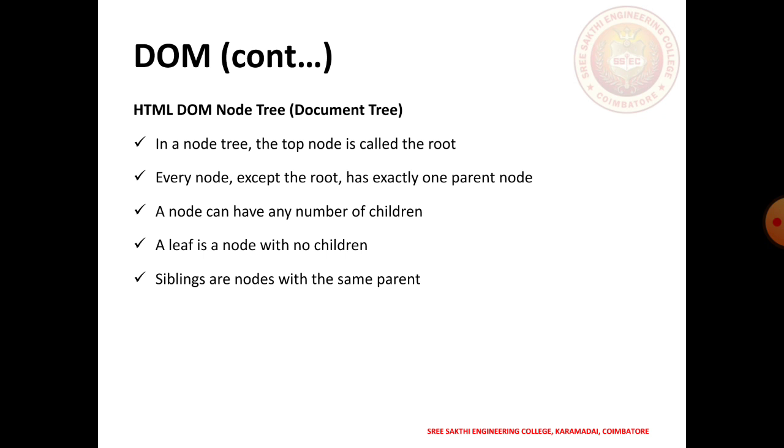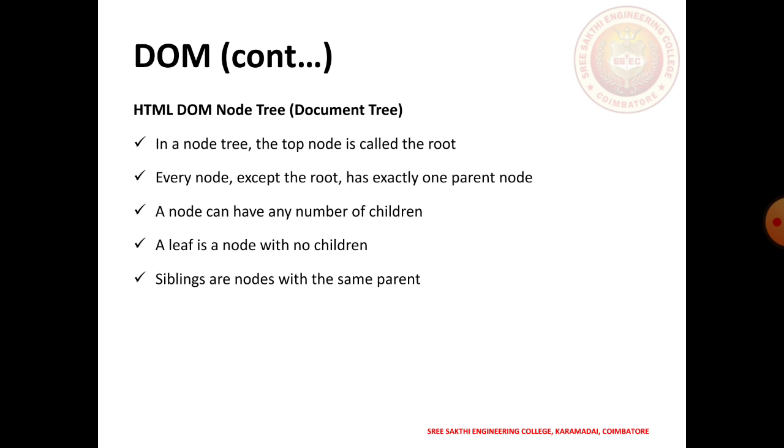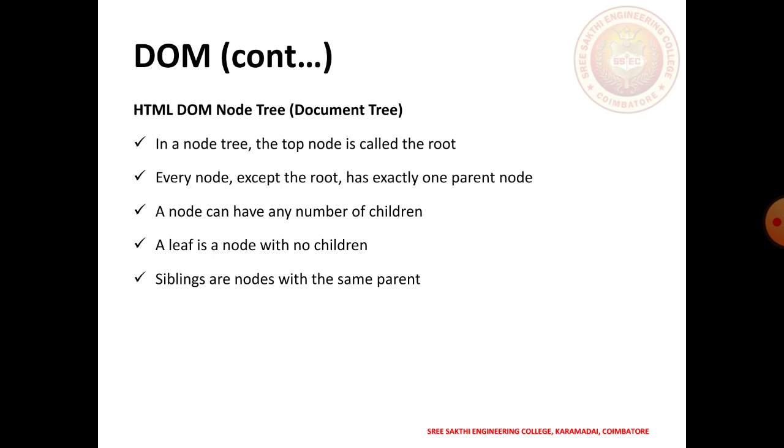In a node tree, the top element is called the root. For example, in this figure, HTML is the topmost node, so it is called the root node. Every node except the root has exactly one parent node. In this example, except HTML, the head, body, title, href, a and h1 each hold only one parent node.